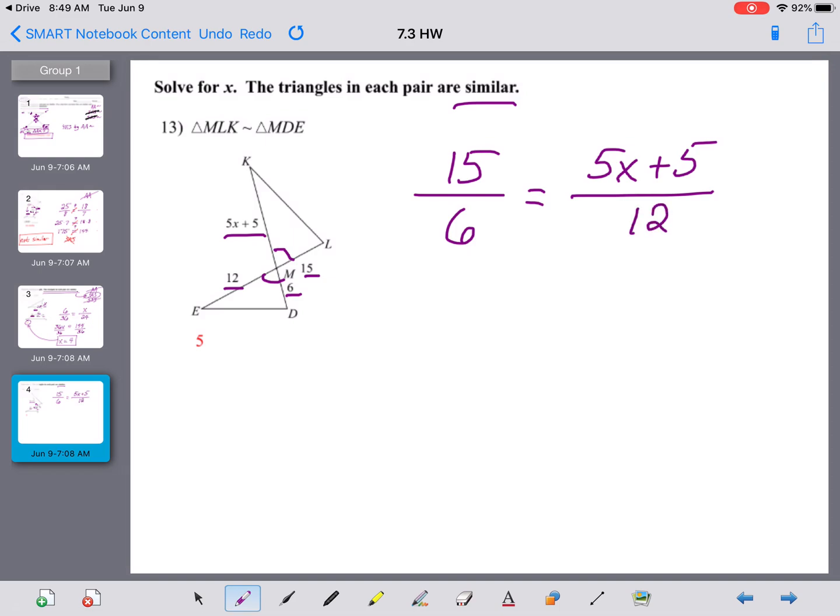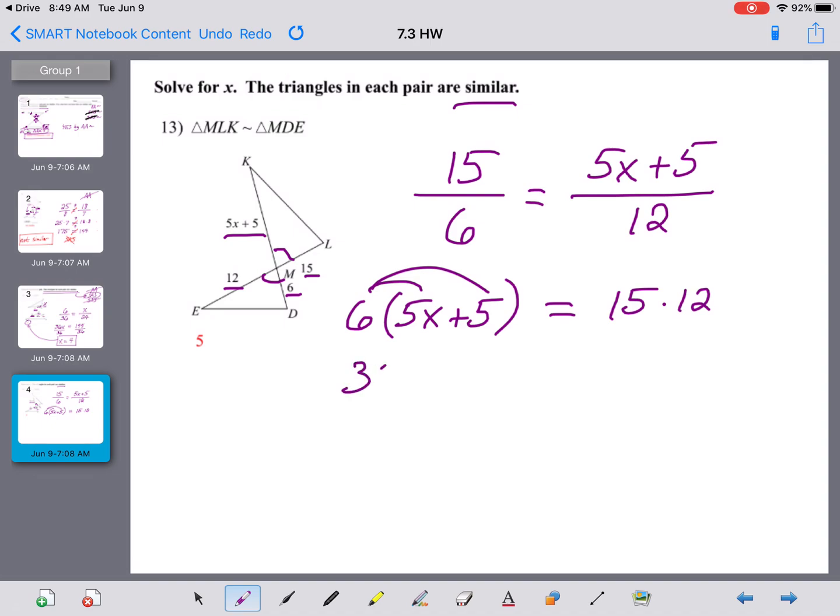So there is our proportion, and now we need to cross multiply. Again, I like to do the one with the variable first. So this is going to be 6 multiplied by 5x plus 5, but because that's a binomial, we have to remember to put that in parentheses. And that is going to equal 15 times 12. Let's go ahead and distribute this 6 now. 6 times 5x is 30x. 6 times 5 is just going to be 30, equals, and 15 times 12 is going to be 180.